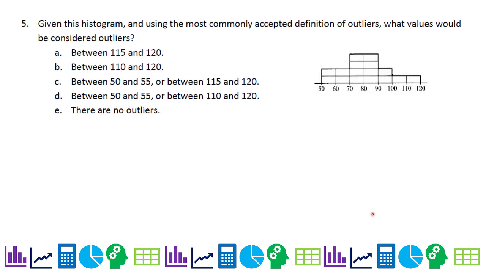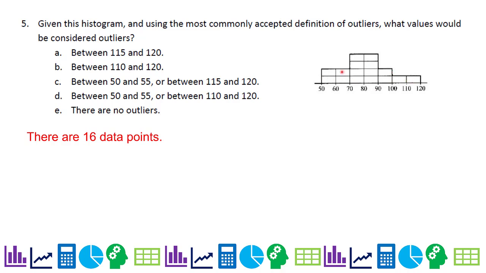Number 5. Given this histogram and using the most commonly accepted definition of outliers, what p-values would be considered outliers? This one's a little tough because it's a histogram, and you know how hard it is to tell what the values are. So we're going to have to just do the best we can here. So there are 16 data points. We're going to assume each cell here is 1 value. All right. But even if it weren't, it still cuts up the areas so we can compare. So there are a total of 16 of these data points.